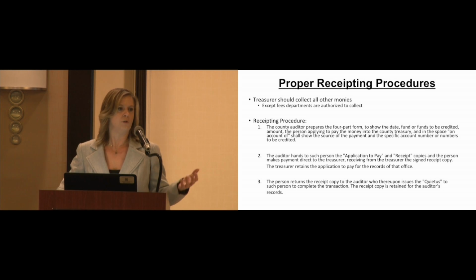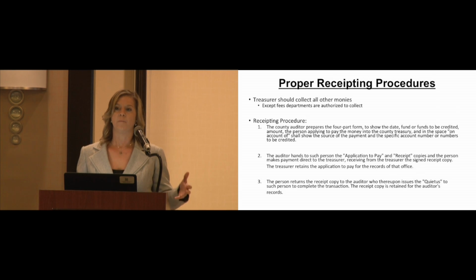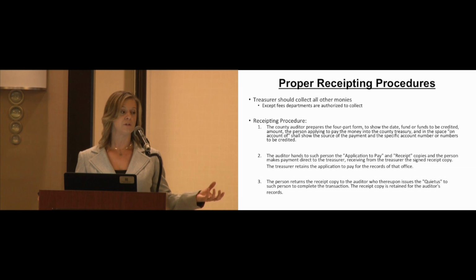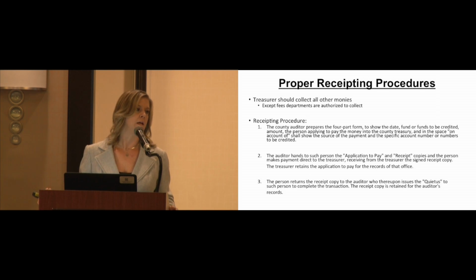They're going to tell you what it is. You're going to decide which funds it needs to go to, the amount, and then that is taken to the treasurer. The treasurer actually counts and collects the money, and hopefully it agrees with the amount they just told you they were paying, and then the treasurer will issue a receipt, and that receipt comes back to the auditor's office. The auditor will verify that the amount that was collected from the treasurer is the amount that they had divvied out to the funds, and then you will quietus the money in.